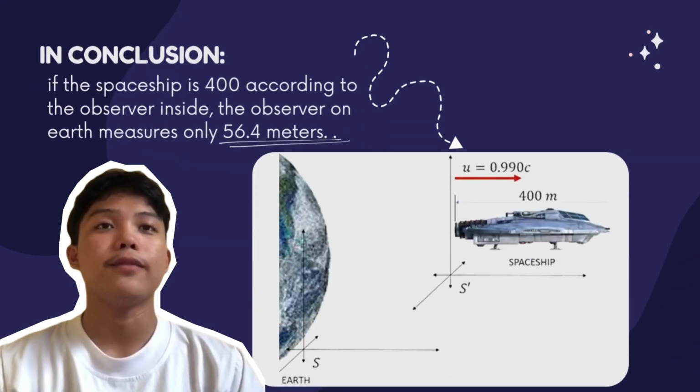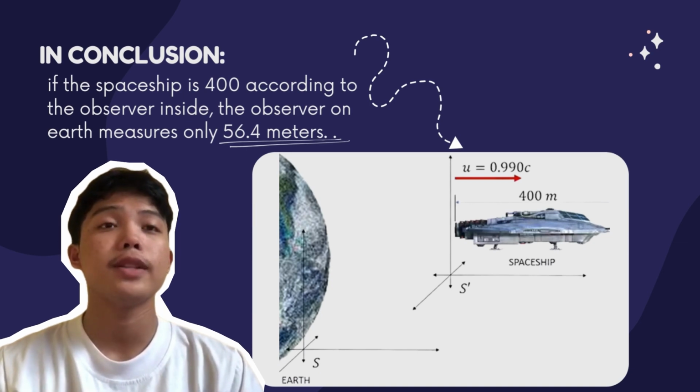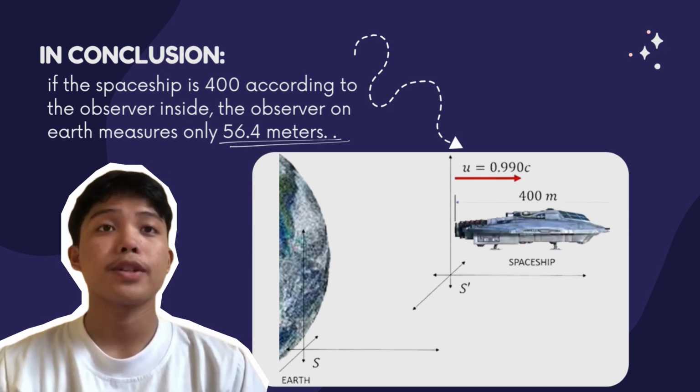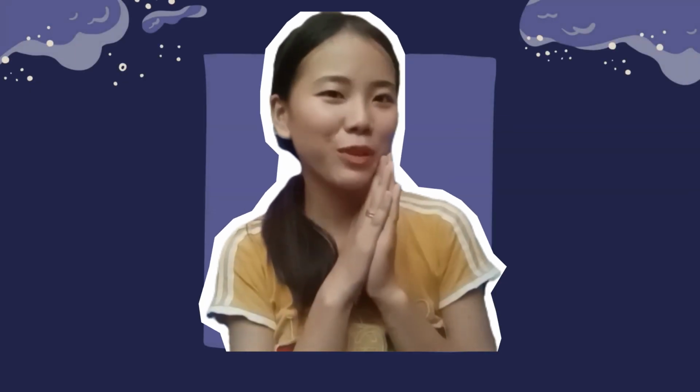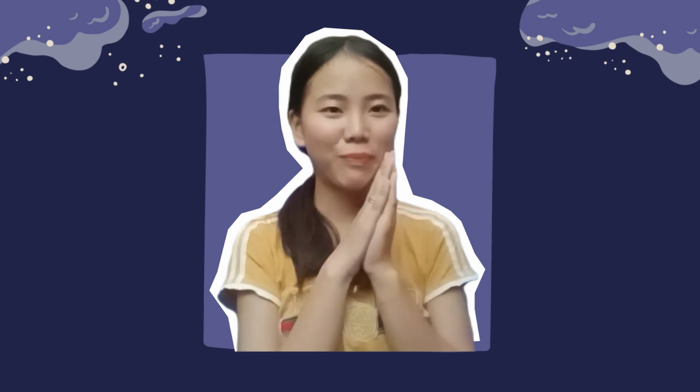We could conclude that if the spaceship is 400 meters according to the observer inside, the observer on Earth measures only 56.4 meters. This is how the relativistic length contraction according to the special theory of relativity works. I hope you learned something from us from this video.